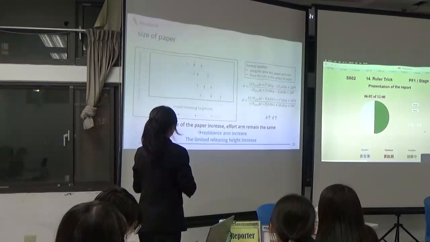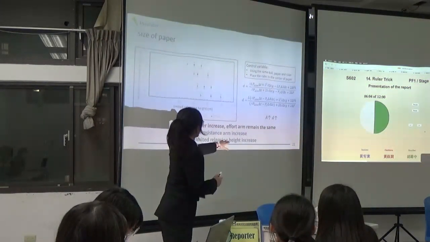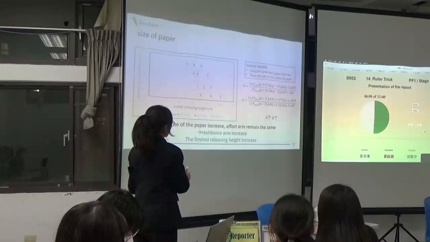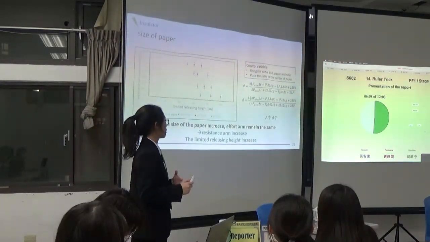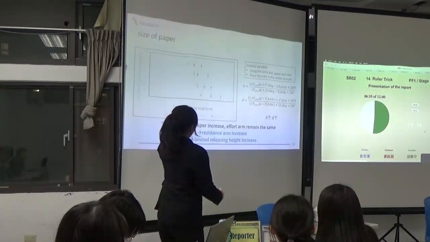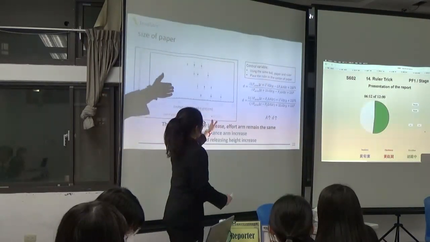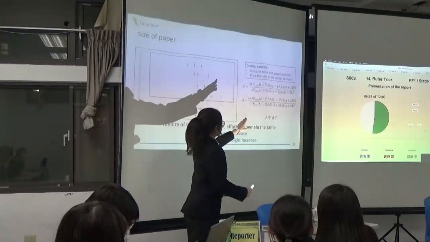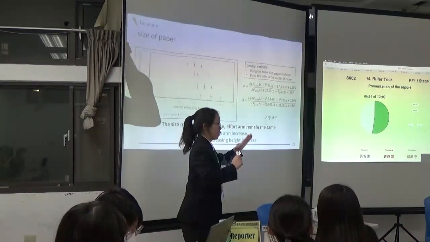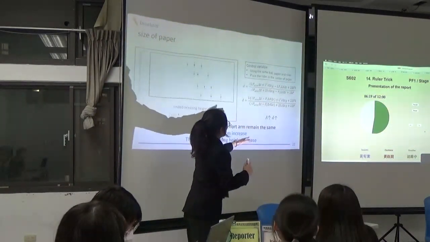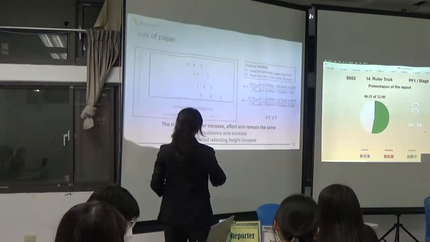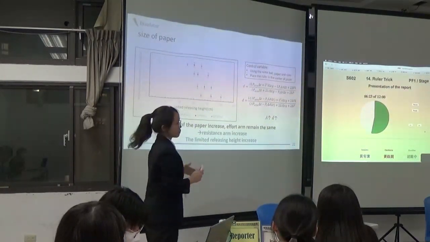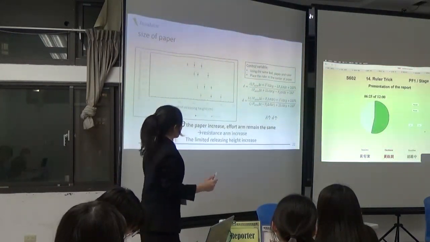And here the first parameter is the size of the paper. You can see that as the size of the paper increases, the effort arm remains the same, so the resistance arm will increase, and the limited releasing height will increase. But at the same releasing height, you can see that the A increases, which is the air pressure above the paper, and the solution of D will also increase. You can see this fits with our experiment, so we can see the result is correct.